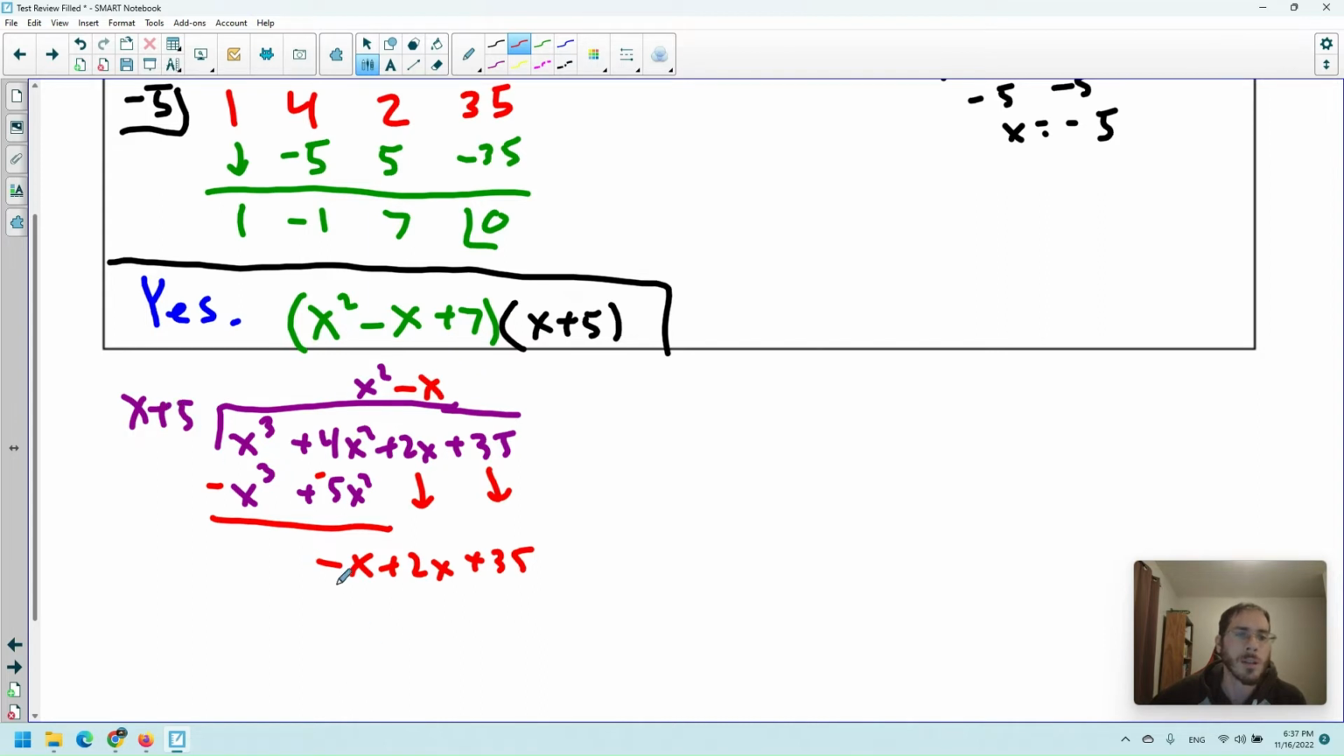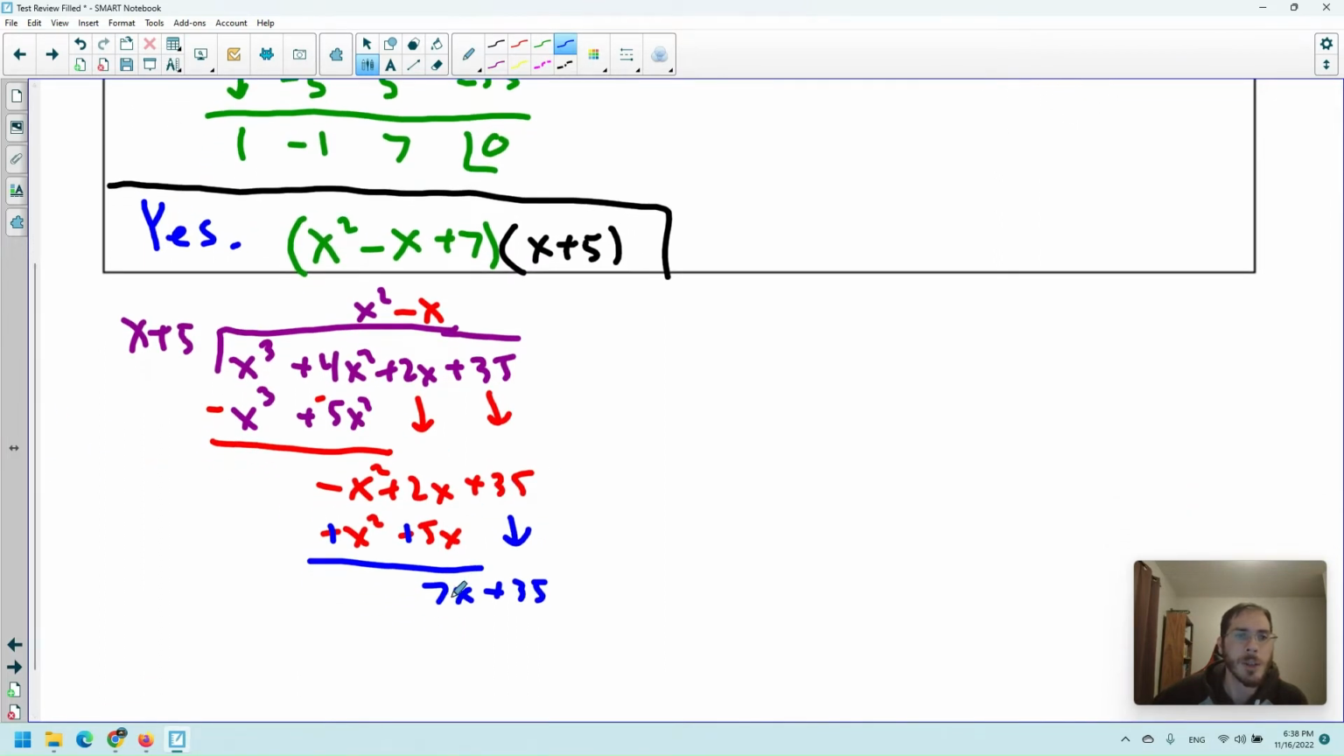So x times x, this should be x squared. Sorry, x times negative x is negative x squared. Negative x times 5 is negative 5x. Switch all the signs up because we have to subtract. So we're going to get 7x plus 35 when we bring the 35 down.